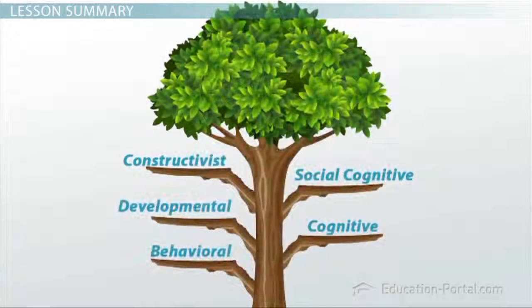In conclusion, the field of educational psychology, like a tree, consists of many branches we call perspectives. Each perspective has a different definition and is based on different guiding principles and assumptions. But all perspectives look at how people learn, retain, and use knowledge.